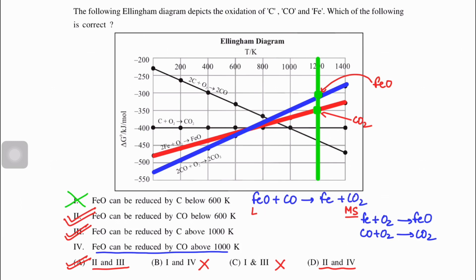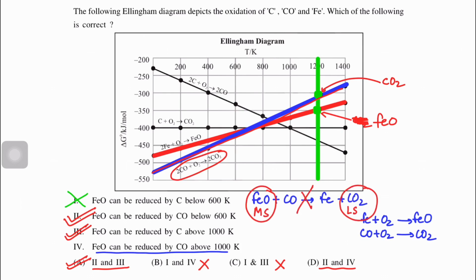No, no, no. That's the mistake. Wait. This line is for CO2, and this is for FeO. Because that line is C plus O2 giving CO2, the blue one. It means CO2 is less stable and FeO is more stable. Again, it is from more stable to less stable. This reaction is again not feasible. Delta G naught will become positive. So the fourth one is also wrong. So 2 and 3 will be the correct answer option for that. So it is the first one. Thank you.